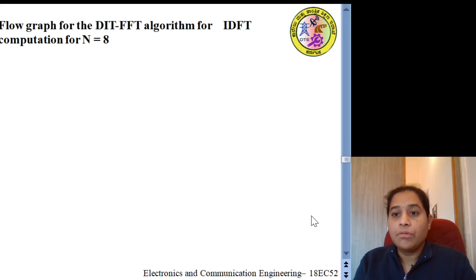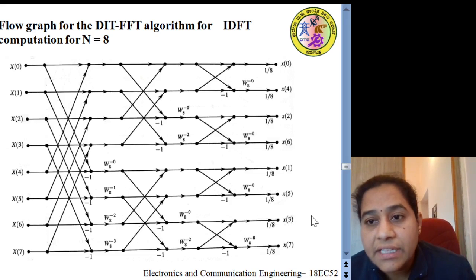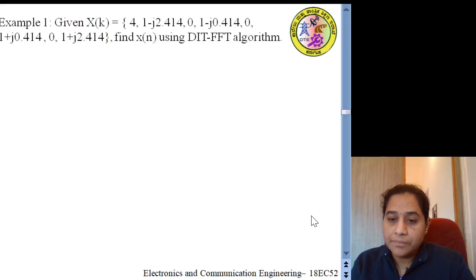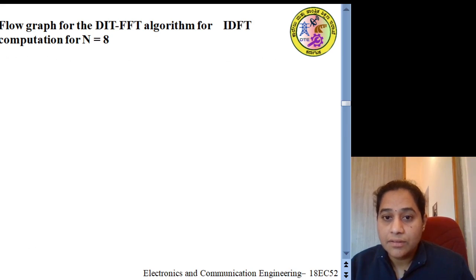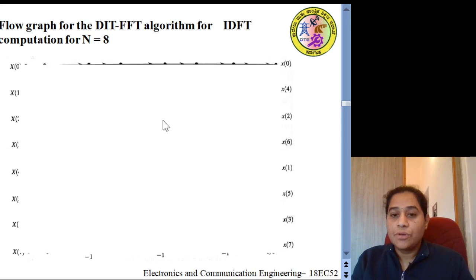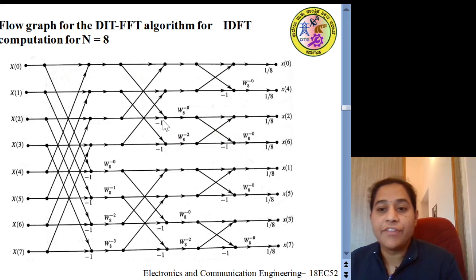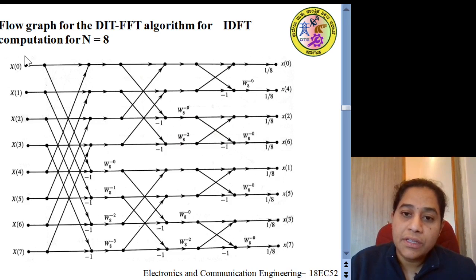Now let's look at the flow graph of the DIT FFT algorithm for the IDFT computation for an N-point sequence. This represents the flow graph for finding IDFT using the DIT FFT algorithm, for the value of N equal to 8. You can observe here, first we give the inputs x of k in natural order, so this is in normal order.